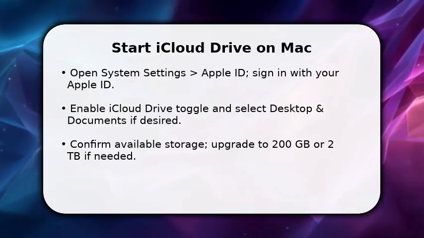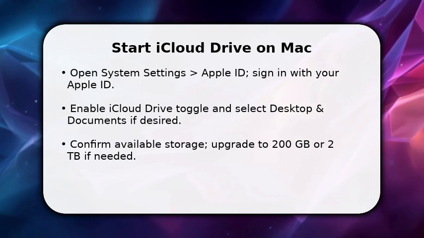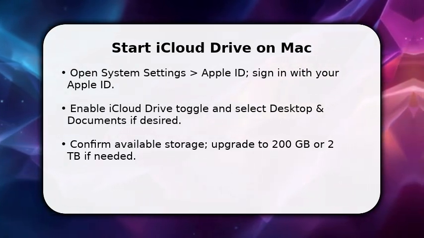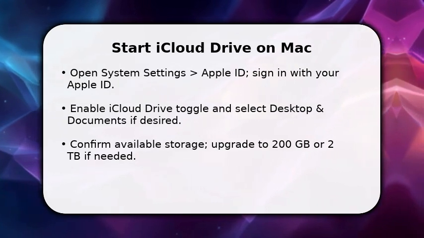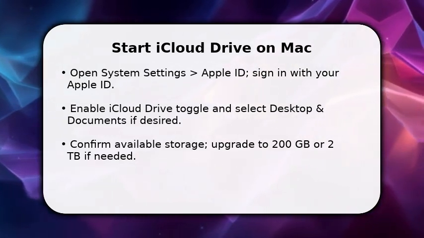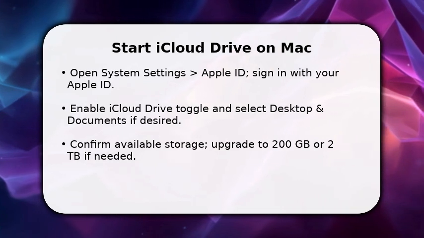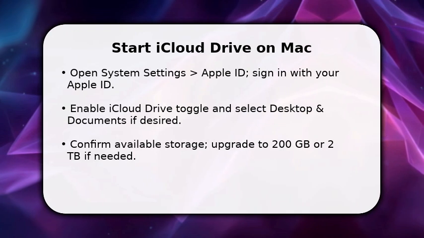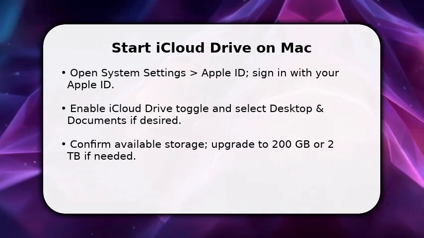You'll begin by enabling iCloud Drive so your files sync across devices. Open System Settings, tap Apple ID, and sign in if required. Once signed in, turn on iCloud Drive, and if you want desktop and document syncing, enable that checkbox. This moves local files into iCloud for access on other devices.